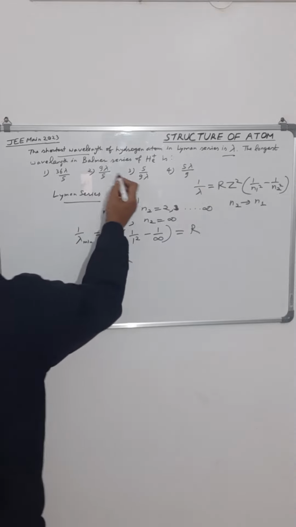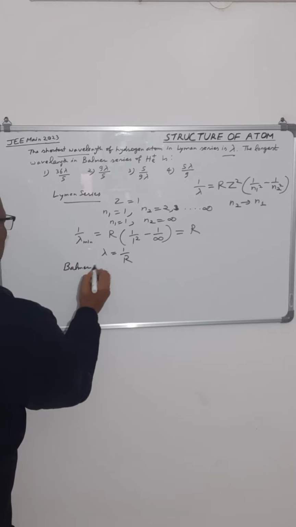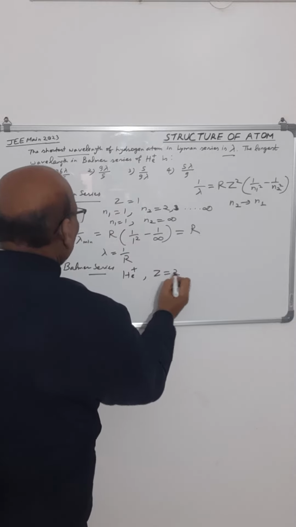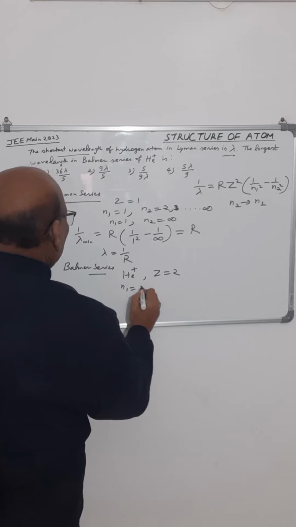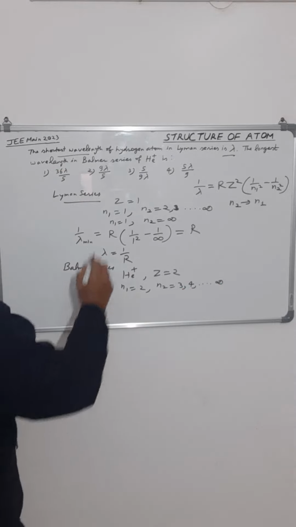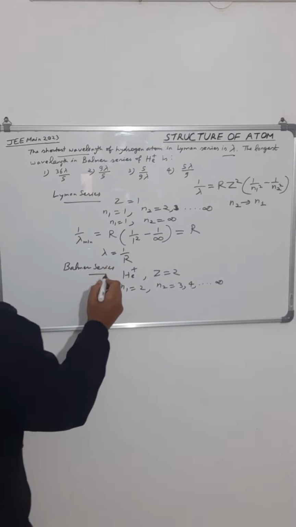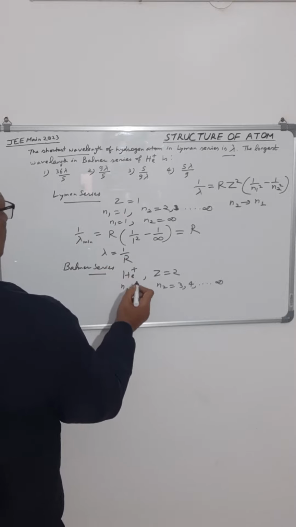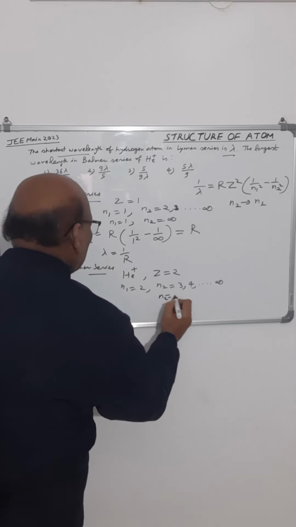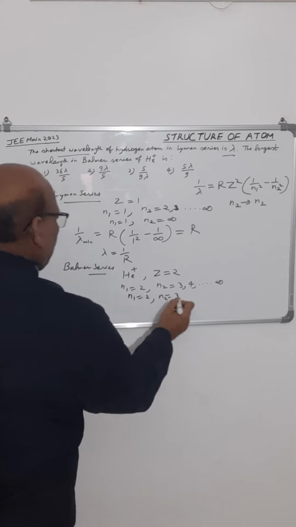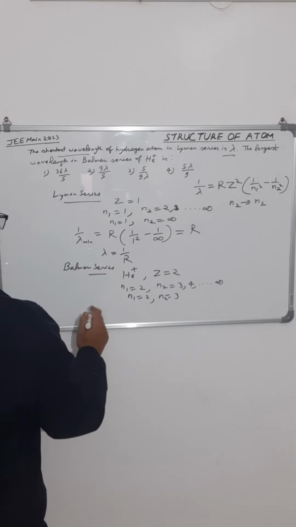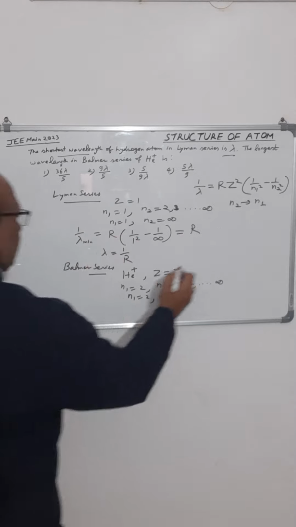Now we will write for Balmer series, for He+. For He+, we know that Z is equal to 2, and for Balmer series, N1 is equal to 2 and N2 is equal to 3, 4 and so on up to infinity. Now for the longest wavelength, the energy should be smallest. So for the longest wavelength, the smallest energy transition will be when N2 is equal to 3. So when N1 equal to 2 and N2 equal to 3, that will be the longest wavelength and the smallest energy transition.